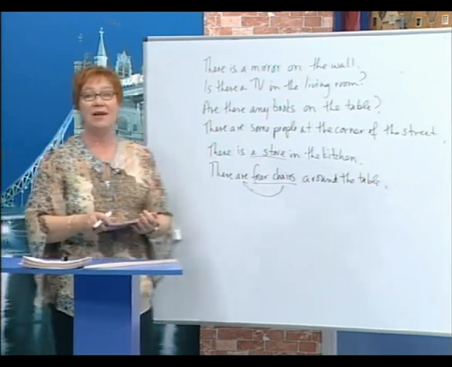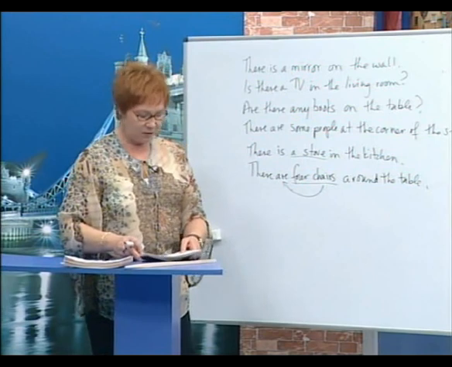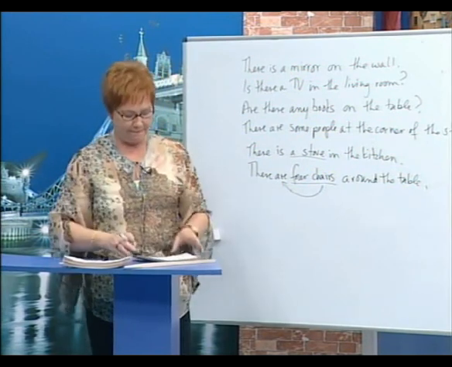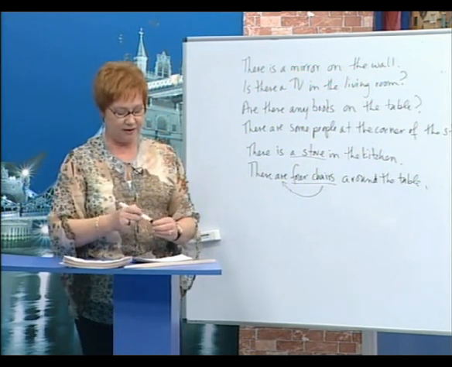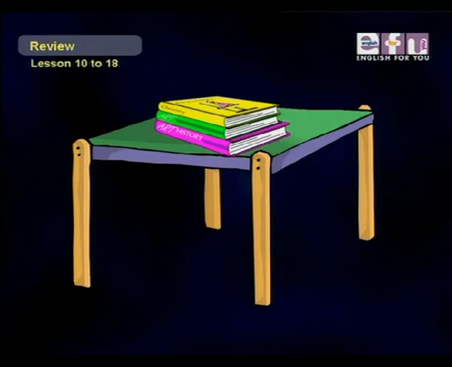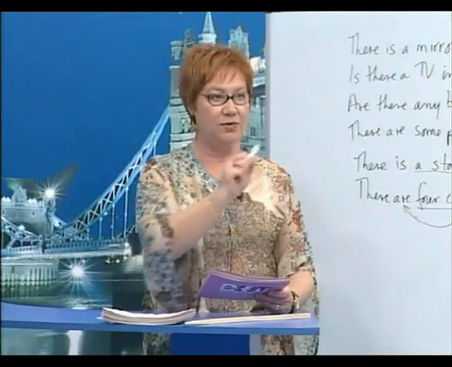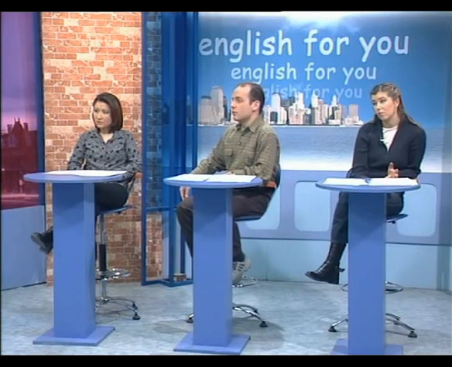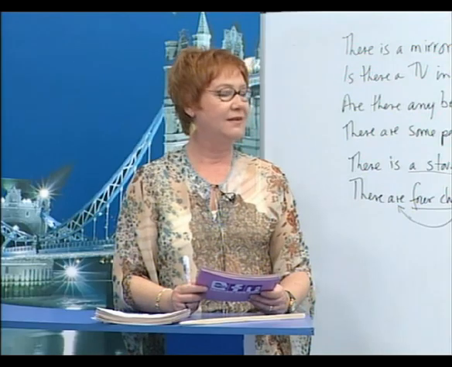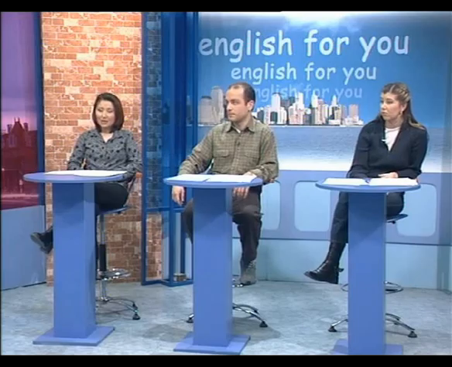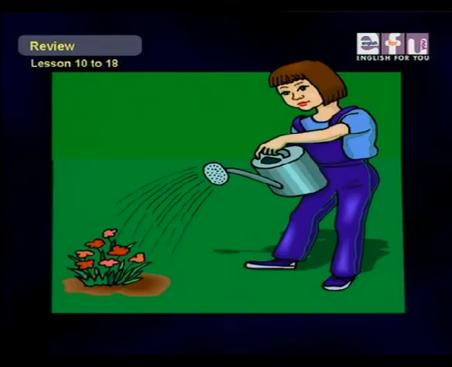Now, let's practice by asking some questions. Now, I also want you to remember any and some. So let's look at my picture and answer my questions about it. And let's start with Ali. Are there any books on the table, Ali? Yes, there are three books on the table. Okay, now you ask Susan. Susan, is there a sofa in the living room? Yes, there is a sofa in the living room. Okay, Susan, ask Isabel. Isabel, is there any furniture in the garden? No, there isn't any furniture in the garden.